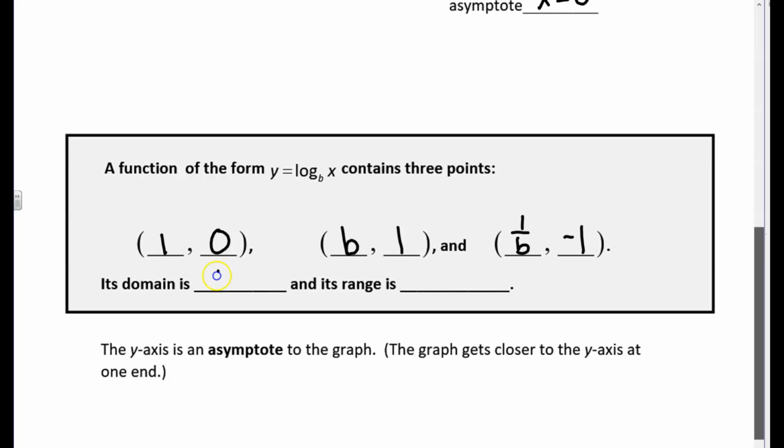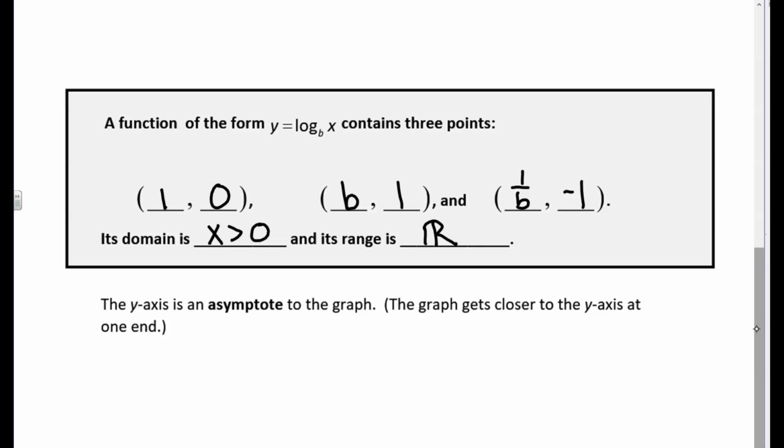The domain is always going to be x is greater than 0 as long as we don't shift it, and your range is always all real numbers. And your y-axis is always an asymptote of the graph. Okay, it gets close to the y-axis without ever actually crossing it.